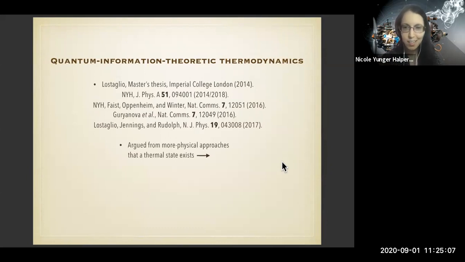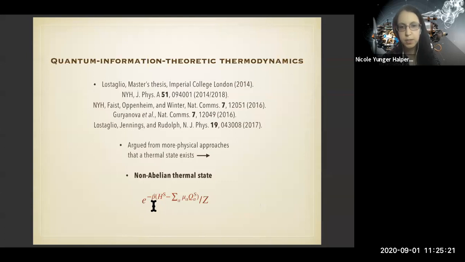Fortunately, we agreed that it does make sense, with some caveats that I'll talk about, to talk about a thermal state. We call this the non-abelian thermal state. And it has basically the form that you would expect. It's an exponential. This beta is an inverse temperature. H_S is the Hamiltonian of the system of interest, just as in undergraduate statistical mechanics. This sum is over the charges. These mu's are effective chemical potentials. The Q's are the conserved charges of the system of interest, and the partition function Z normalizes the state. Again, there are some caveats about thinking about this that I can get to later.